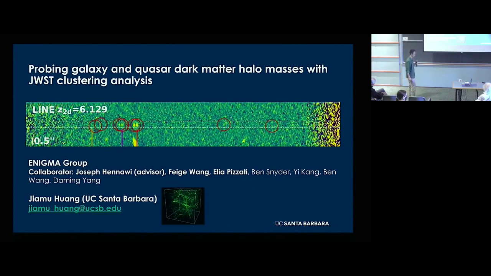So today I'm going to talk about measuring dark matter halo masses with clustering analysis using the JWST quasar. And why dark matter halo masses? Because Joe doesn't really like stellar mass.